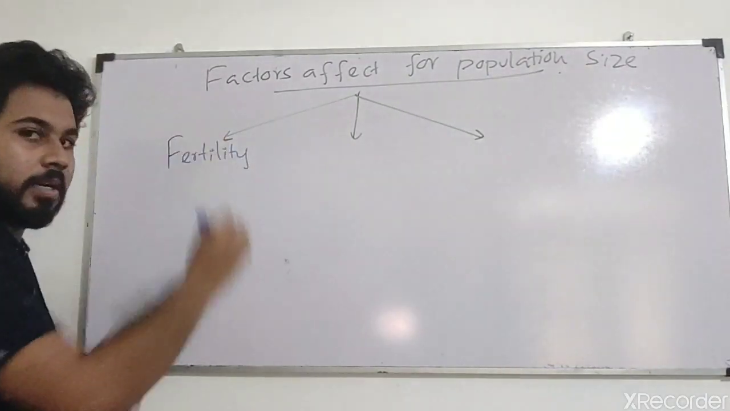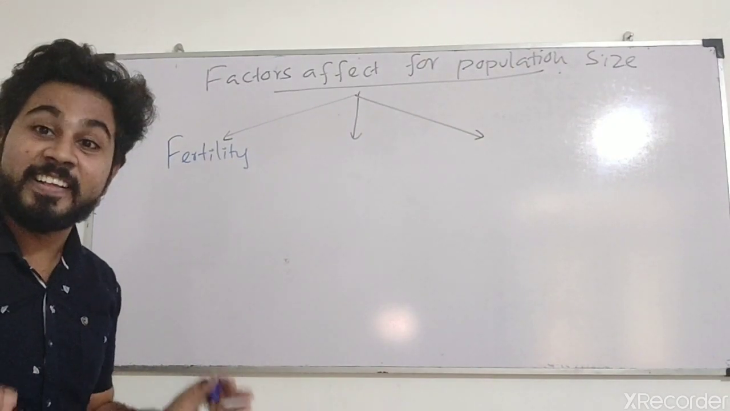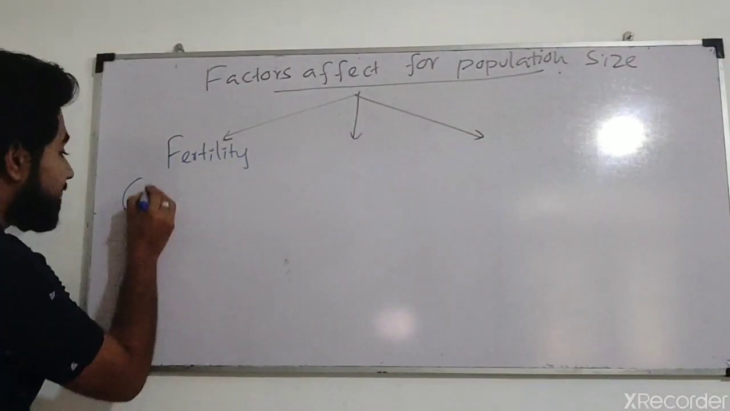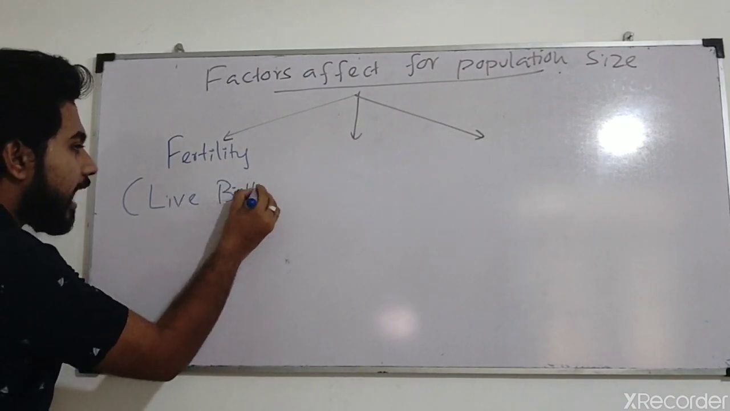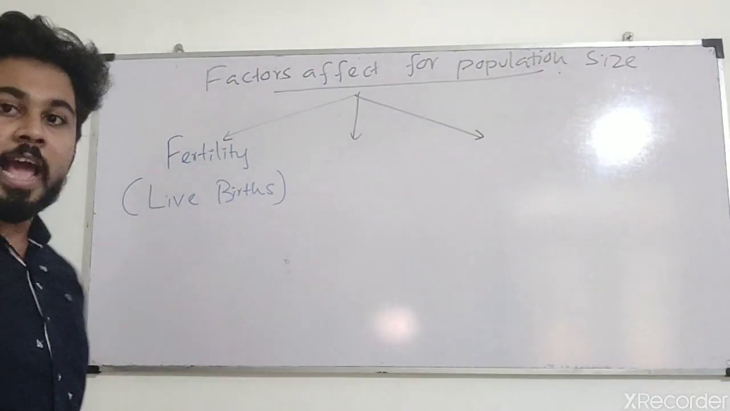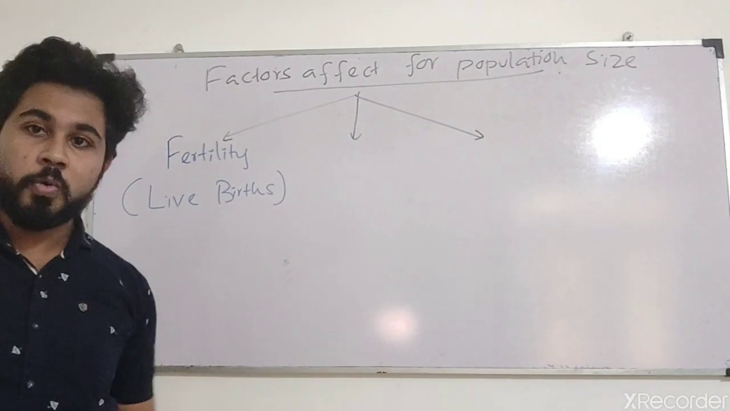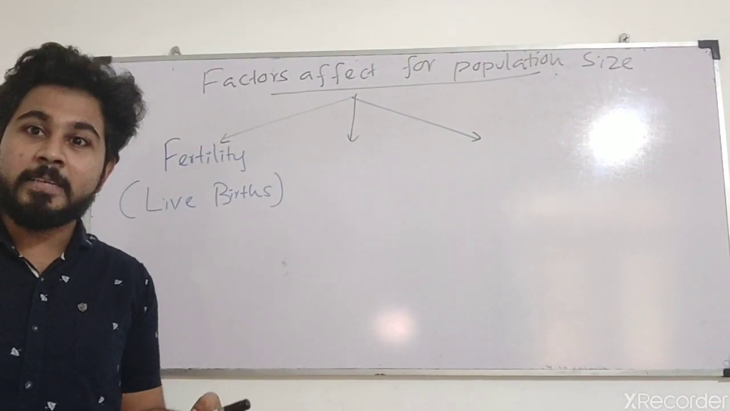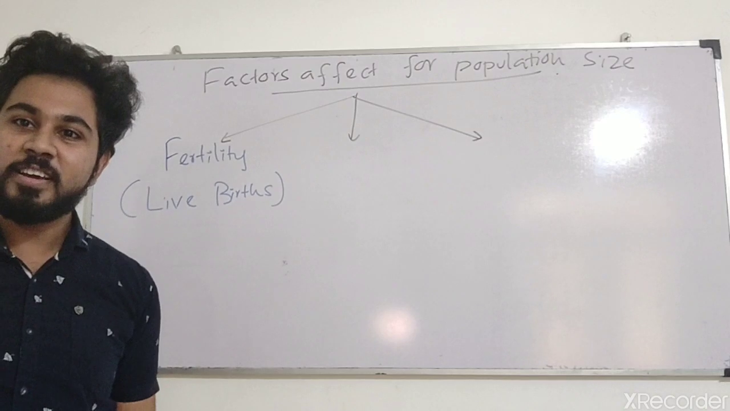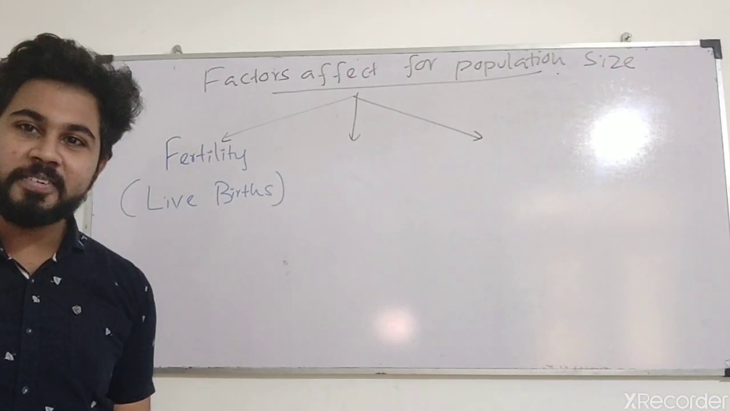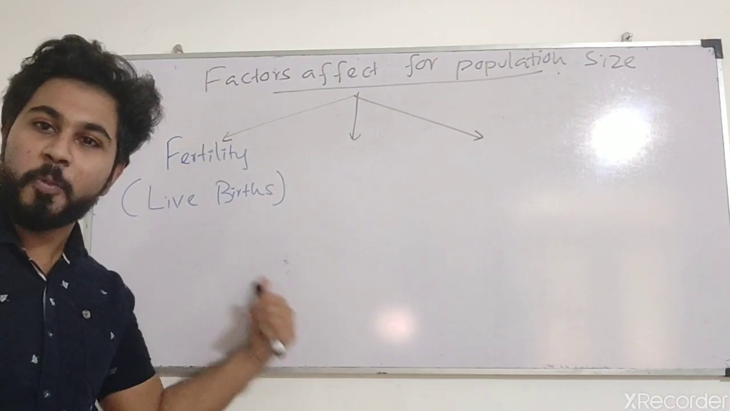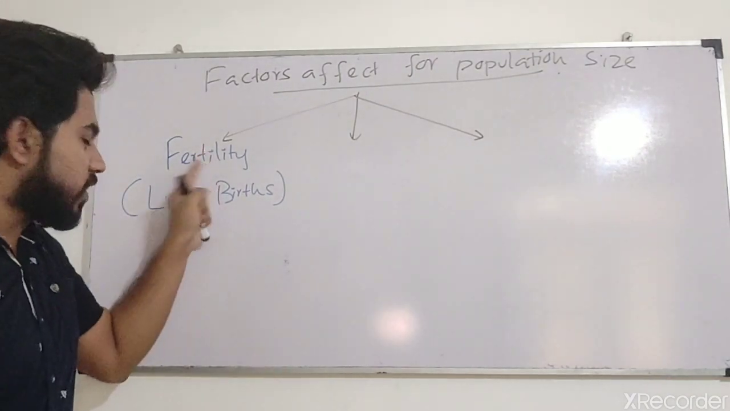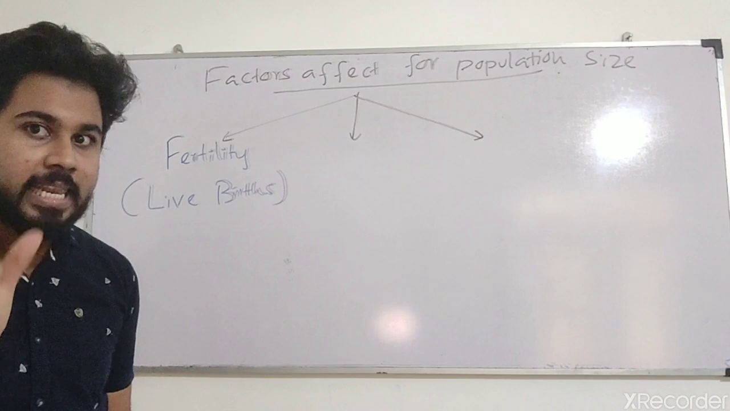Fertility. What do you mean by fertility? That is live births. Live births mean, we know, if we can generate a baby in a very good healthy condition, then that can be identified as a live birth. It is also known as fertility.